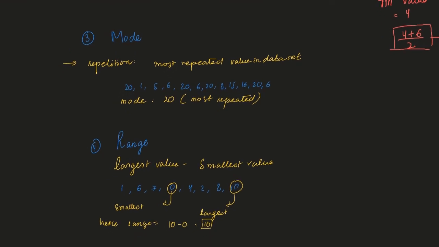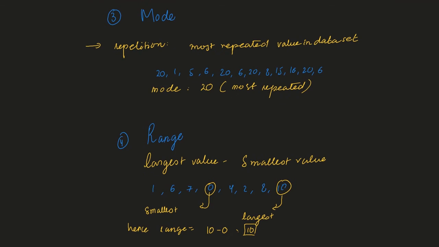So basically, when we talk about the mode and the range, first of all, let's talk about the mode. The mode is basically just the most repeated value in the data set. So it's pretty simple. For example, if you have this data set given to you, you can see that the value that is being repeated the most is 20. So the mode is 20. And here, the fourth heading is range, right?